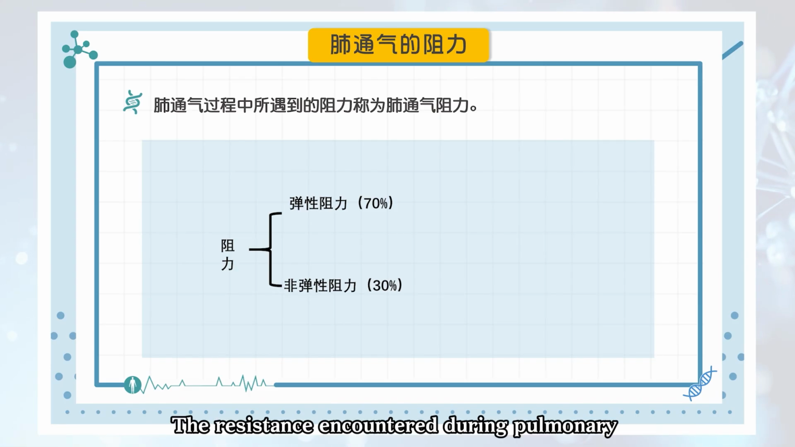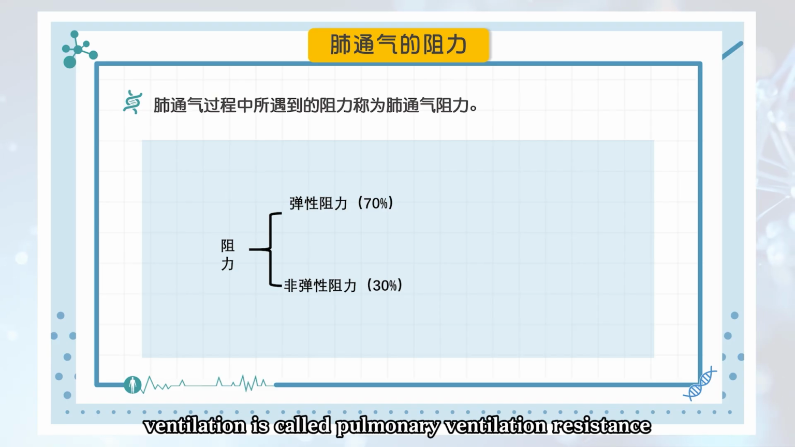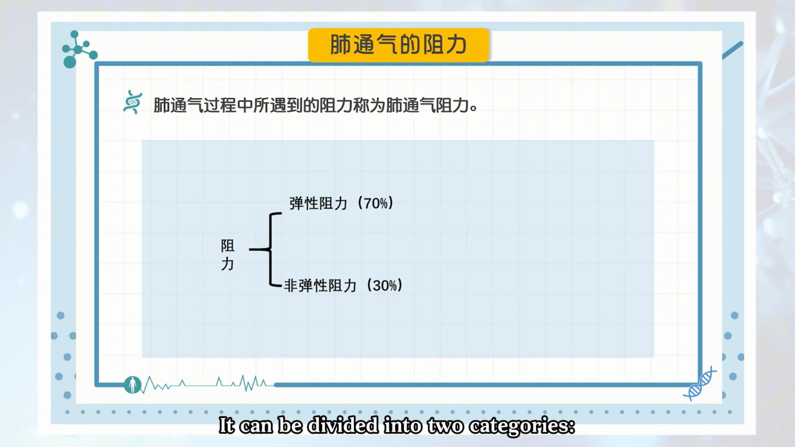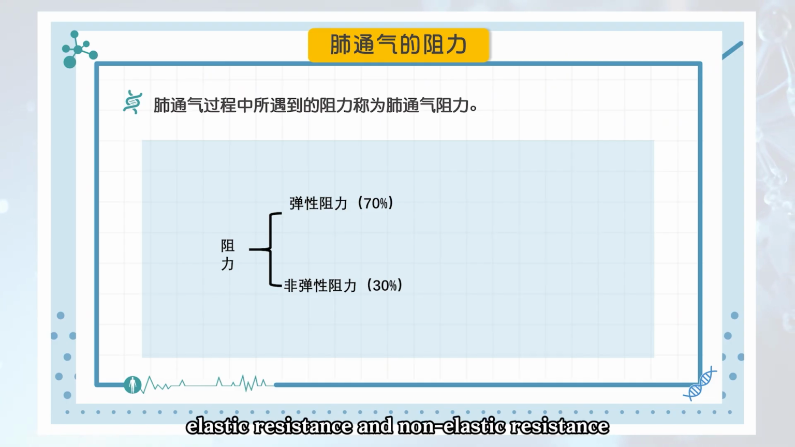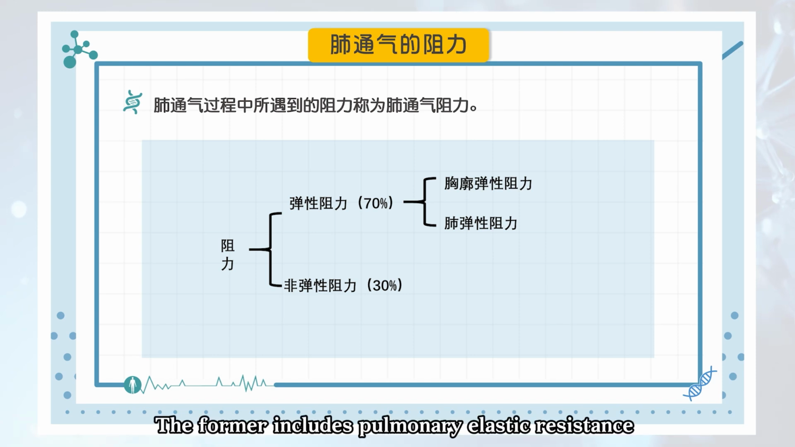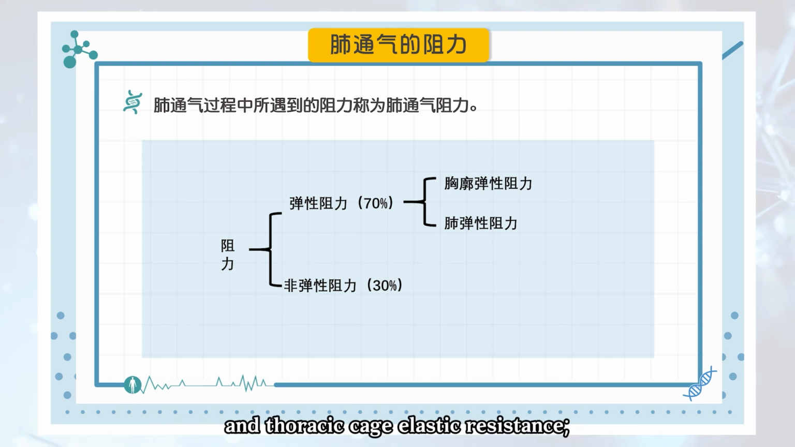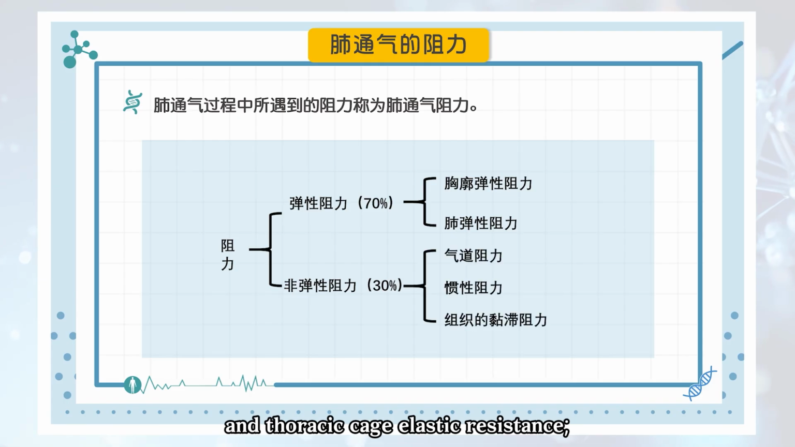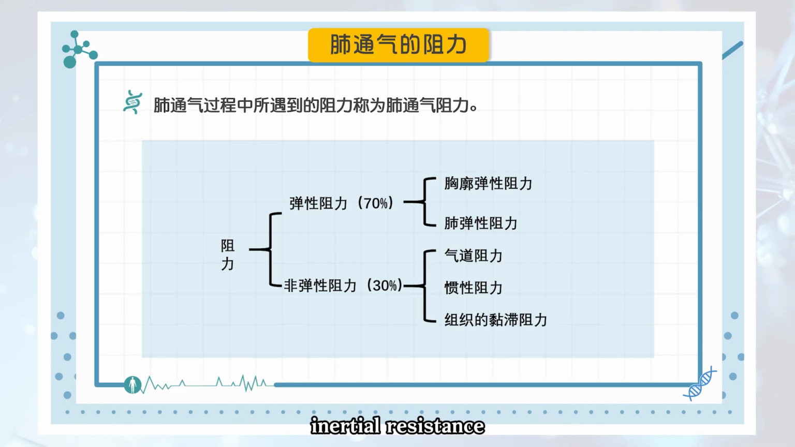Furthermore, resistance is encountered during the flow of gases into and out of the lungs. The resistance encountered during pulmonary ventilation is called pulmonary ventilation resistance. It can be divided into two categories: elastic resistance and non-elastic resistance. The former includes pulmonary elastic resistance and thoracic cage elastic resistance. The latter includes airway resistance, inertial resistance, and tissue viscous resistance.